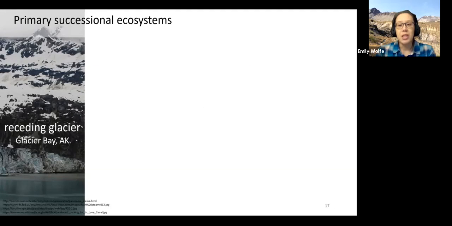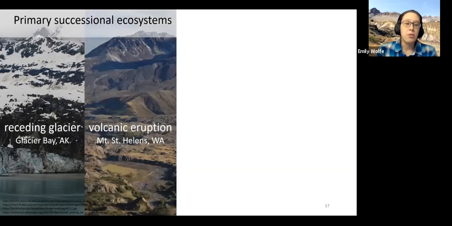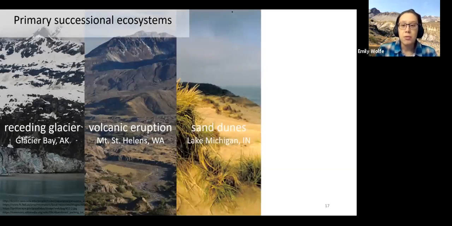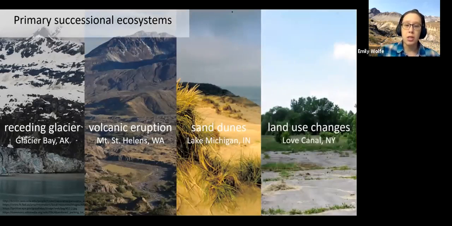And so barren substrate can result from receding glaciers, as in the case of the classic chronosequence of successional studies in Glacier Bay, Alaska. Also from catastrophic volcanic eruption, as in the case of Mount St. Helens, or also in Hawaii. From sand dunes or floodplains created by receding lake or river waters. And so this is a picture of sand dunes from Lake Michigan, Indiana, and even from anthropogenic land use changes, including abandoned structures like this parking lot in Love Canal, New York.